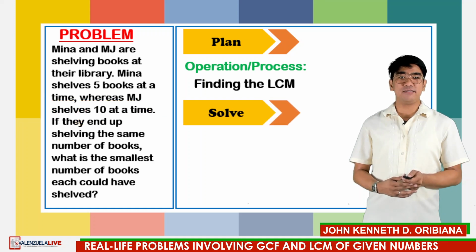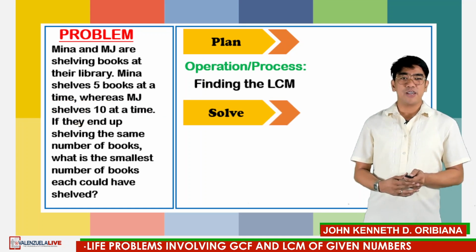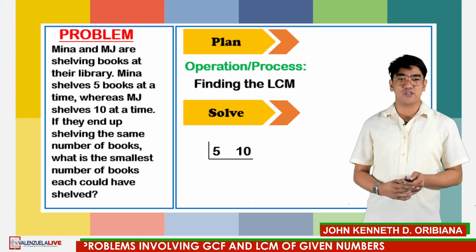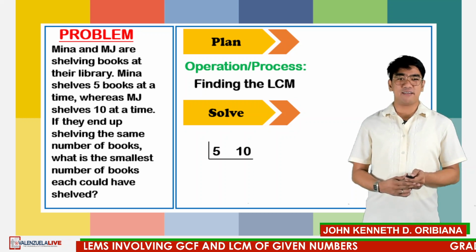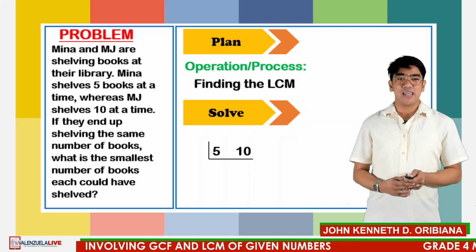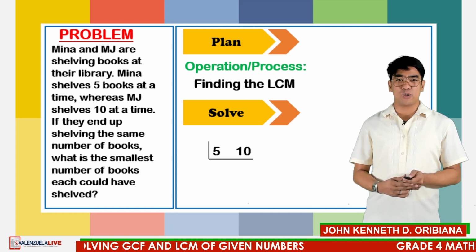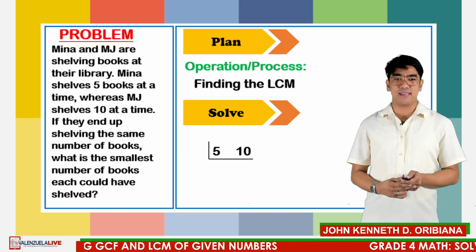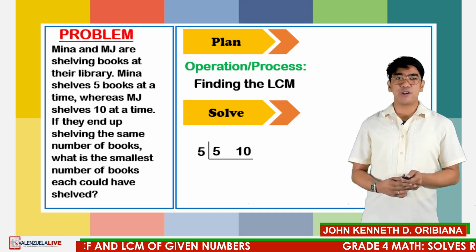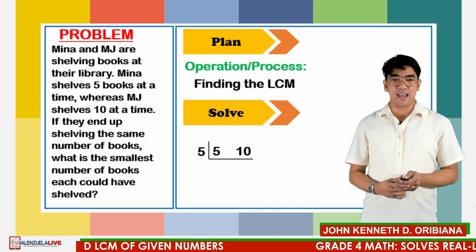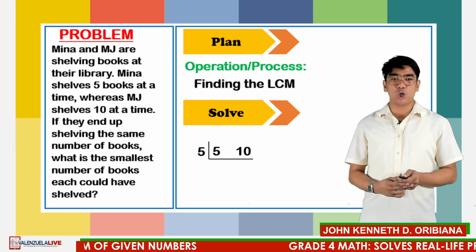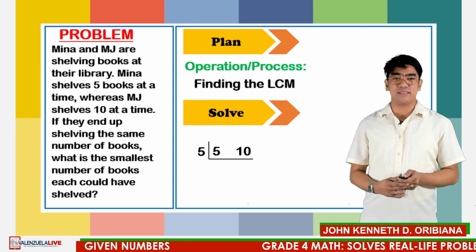The third step is to solve using continuous division. Write the number in the horizontal line like this. Determine a common prime factor that will divide both 5 and 10. And the prime factor of 5 and 10 is 5. Write the common factor to the left side of 5 and 10.